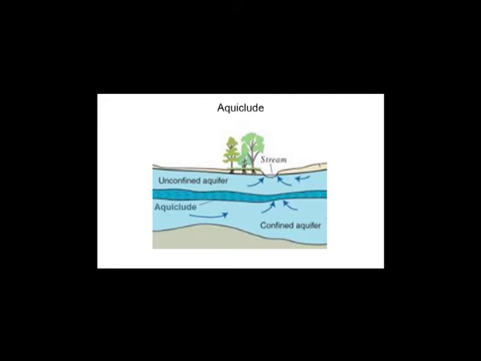So, aquiclude is shown in dark blue color and it is between 2 unconfined layers. The material has porosity, but it has no permeability. That means, it will not allow the water to pass, but it has porosity. So, this type of water bearing formation is known as aquiclude, and the best example for this type of aquiclude is clay. Then comes Aquitard.